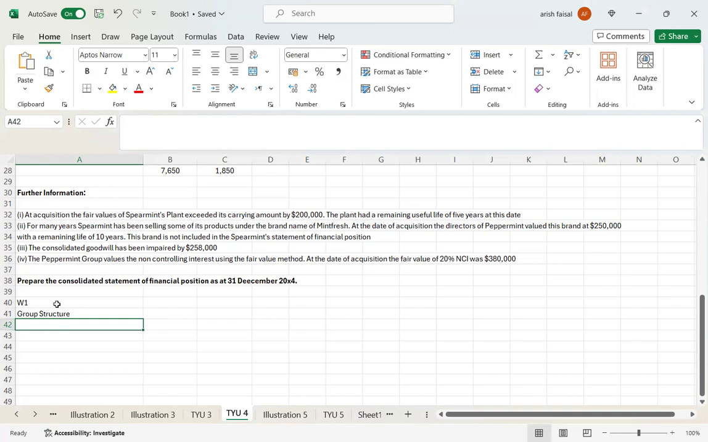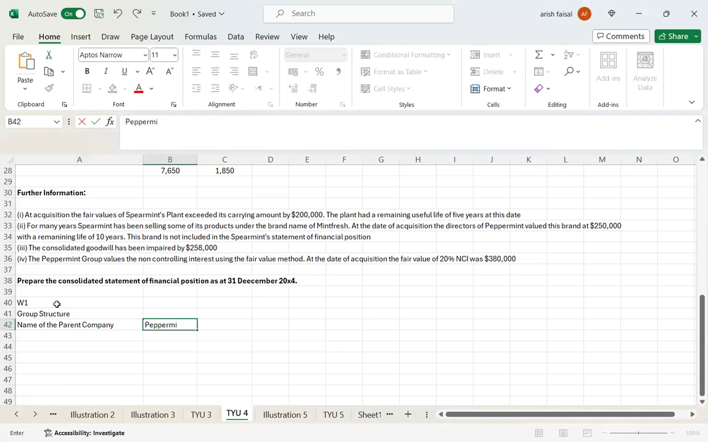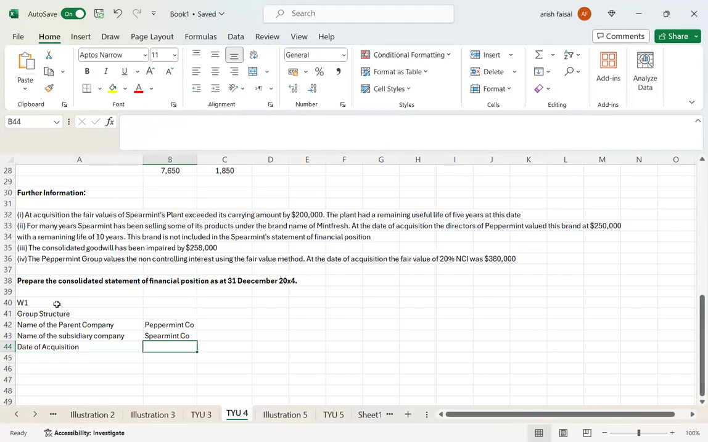Okay. So you have the name of the parent company, which is Peppermint Company. The name of the subsidiary company is Spearmint. Okay. Date of acquisition, what we have is 2 years before, so that's 1st of January.